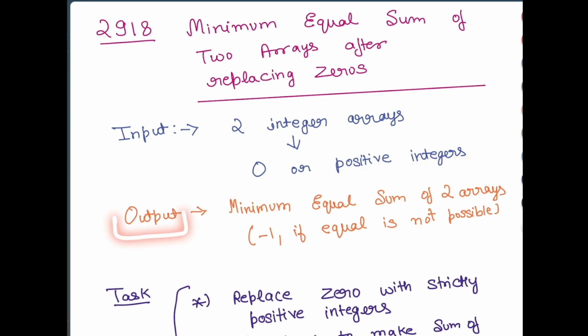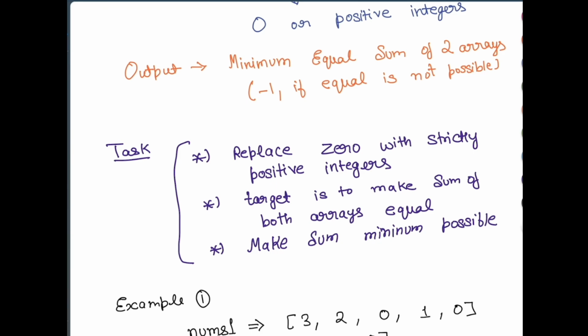Now the output we need to give is the minimum equal sum of two arrays. We need to focus on the fact that we need to provide the minimum equal sum, right? So we need to make sure that the sum of both the arrays are equal and they have to be minimum. And if it is not possible to make the sum of both the arrays equal, then the output will be -1. Now how are we going to make the sum of the arrays equal? That is based on the task. The task provides us a few steps which we can follow to make the sum of both the arrays equal.